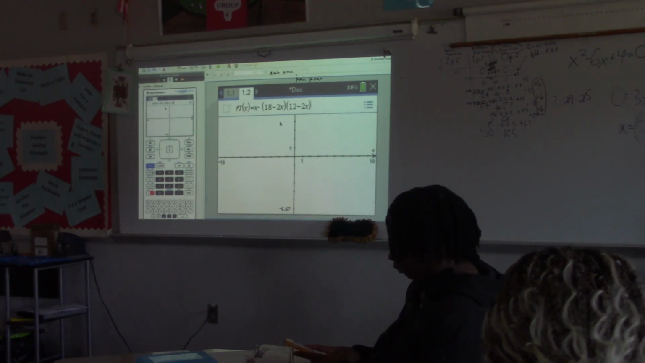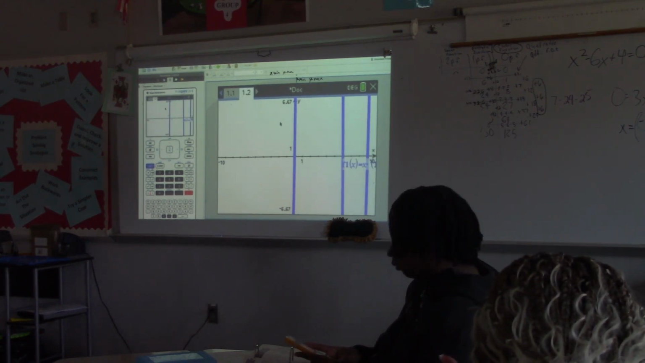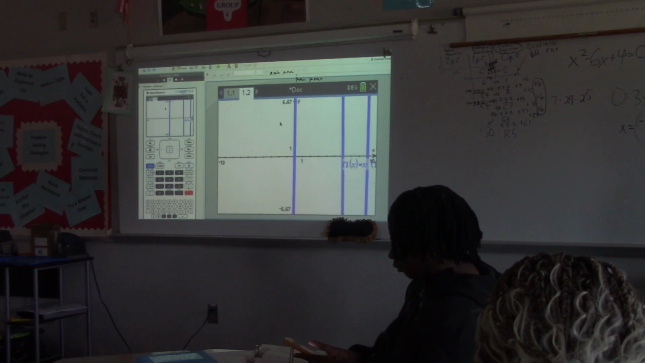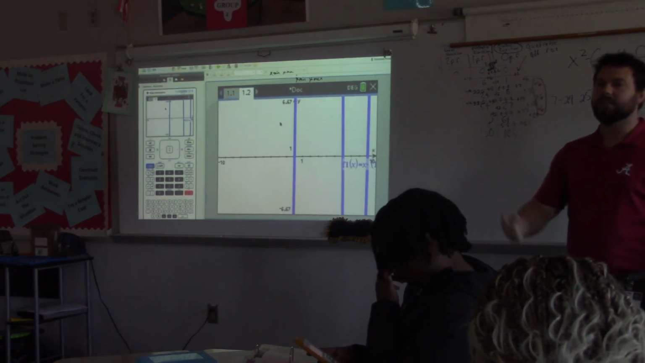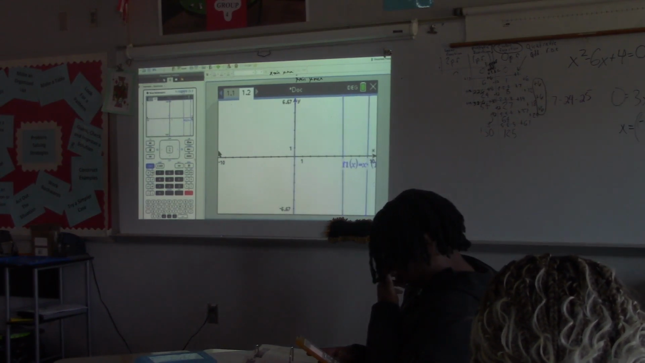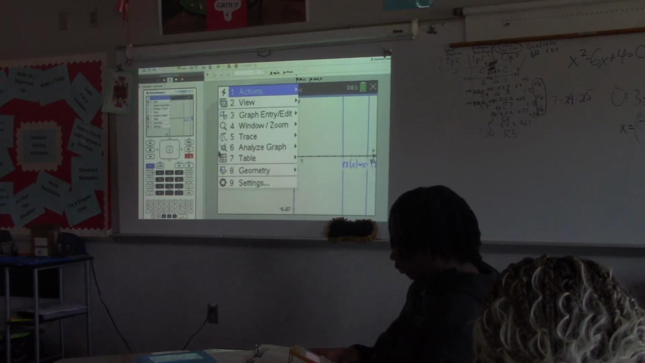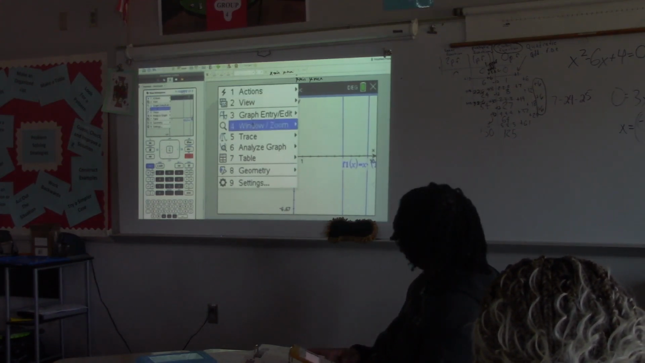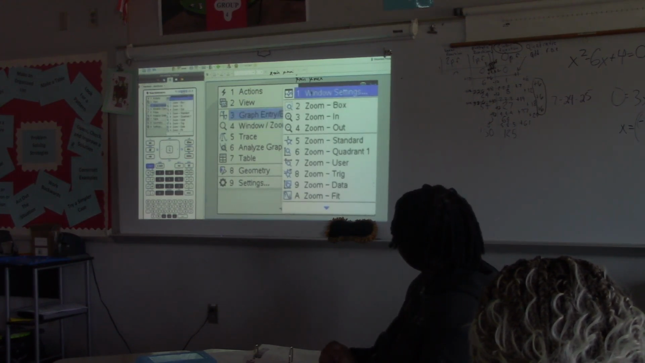Looks like a bunch of lines. Did you change your window yet? What's the button that does all the cool stuff on this calculator? Menu. Well, use your eyeballs. Where am I going to go to change the window? Window/zoom. Where then now? Window settings.